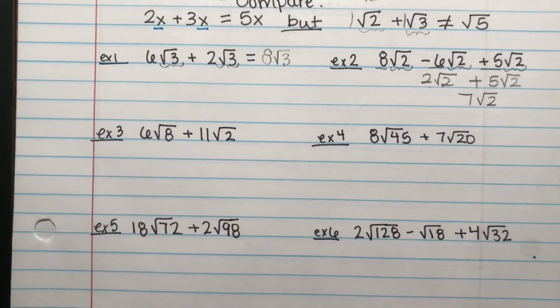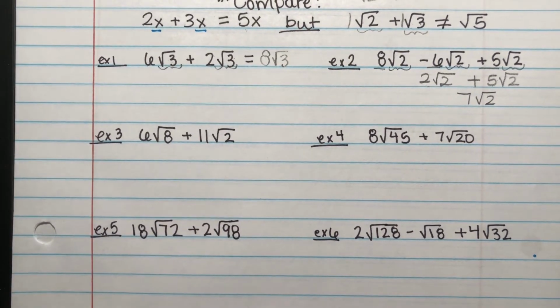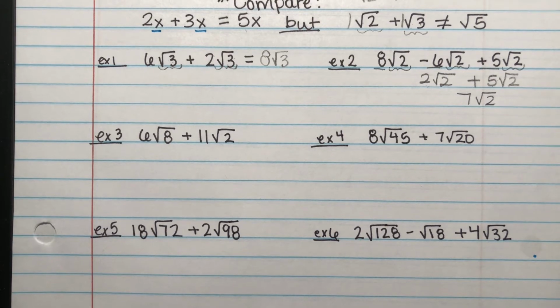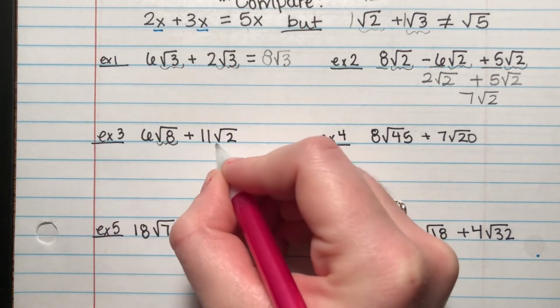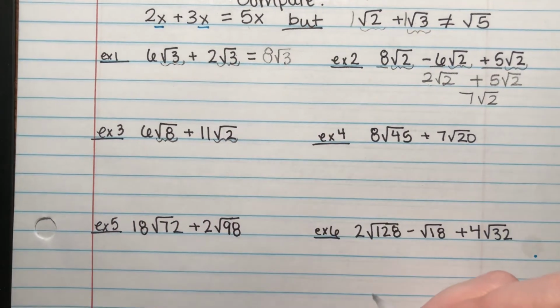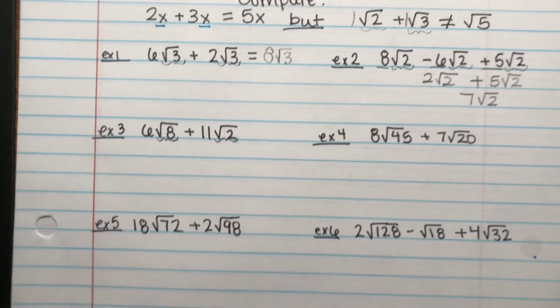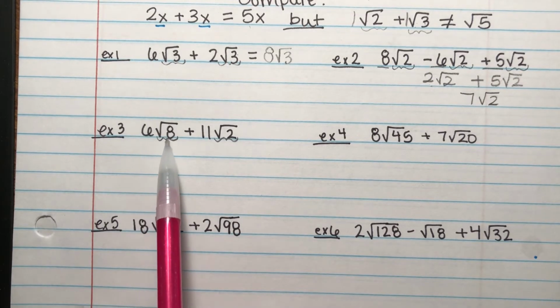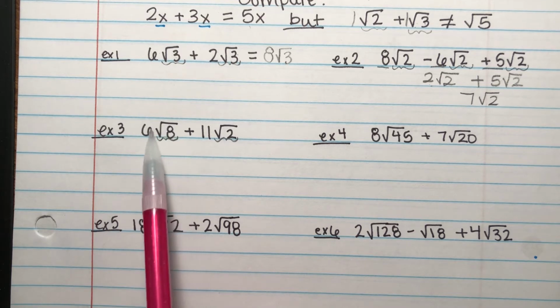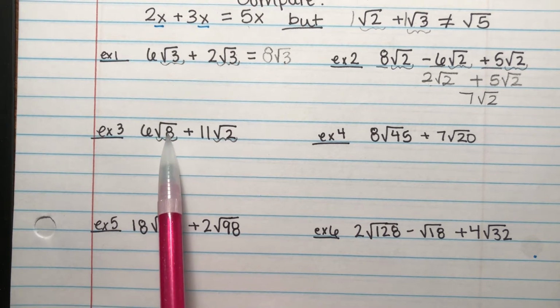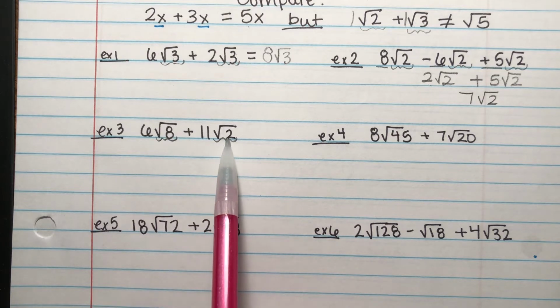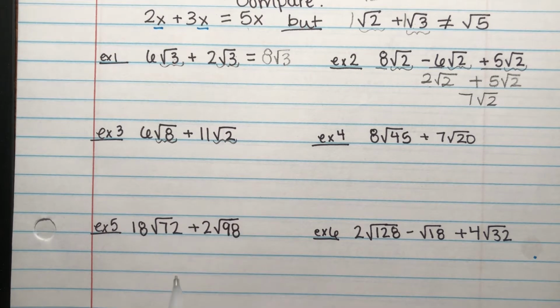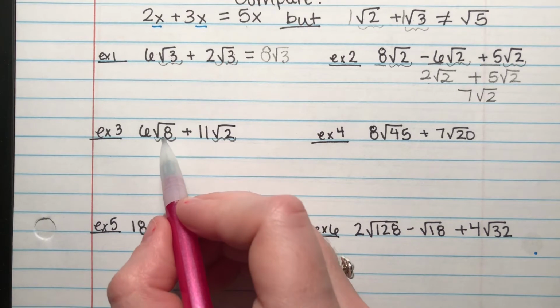Now let's look at this example here. I have 6 square root of 8 plus 11 square root of 2. Do I have the same radical? No, I don't. So here's what I'm going to do. In most cases, especially in this class and what we're going to cover here, you will be simplifying these. You'll be able to simplify these radicals, and you should be left with a radical that's the same as the other one you're given. So how would I simplify?